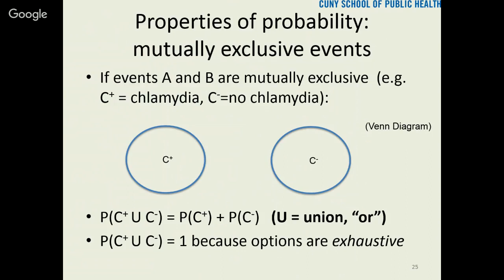In this case, because the options are exhaustive, that union has to add up to 1. So there's only 2 outcomes, and it adds up to 1. If this were 1s and 2s on a dice, then they would still be mutually exclusive but not exhaustive. And because they're exclusive, the probability of the intersection is 0.